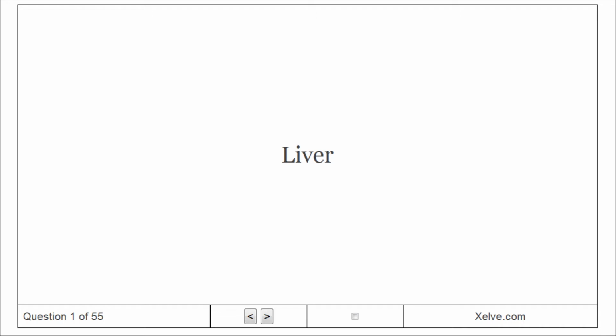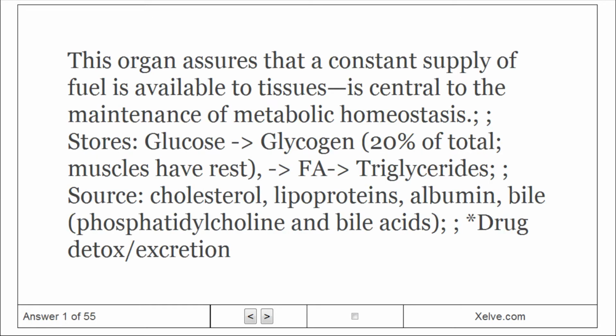Liver. This organ assures that a constant supply of fuel is available to tissues, is central to the maintenance of metabolic homeostasis, stores glucose as glycogen, fatty acids as triglycerides, stores cholesterol, lipoproteins, albumin, bile, drug detox, excretion.